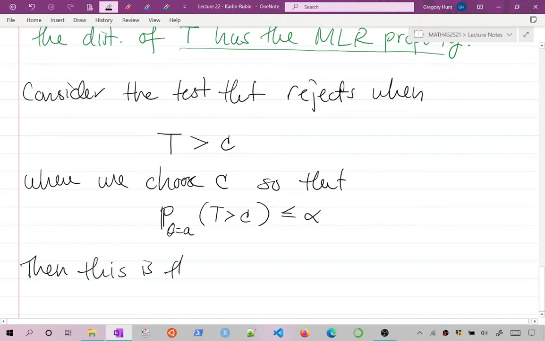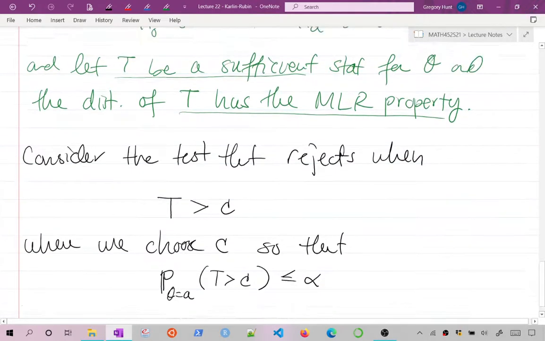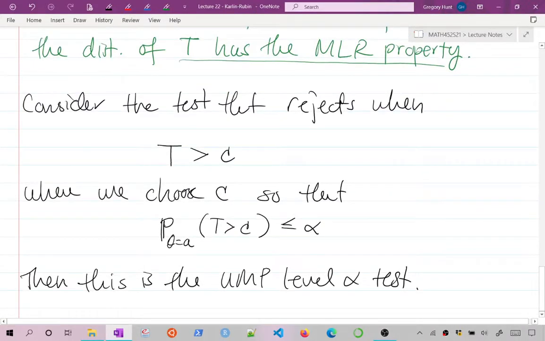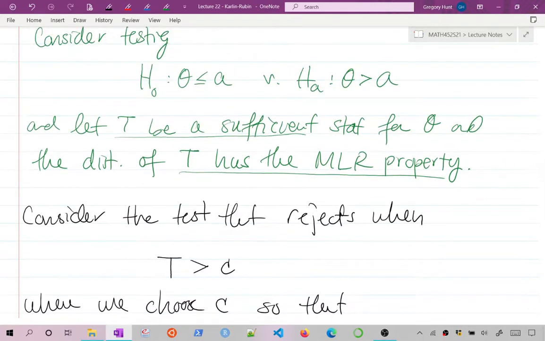This is the UMP level alpha test. So Karlin-Rubin says that if I want to find the UMP level alpha test for a one-sided test, what I do is I find a sufficient statistic that has the MLR property. If I can find such a thing, then I'll just set up my test to reject correspondingly. If my alternative is that theta is bigger than some value, I'll reject when t is large.